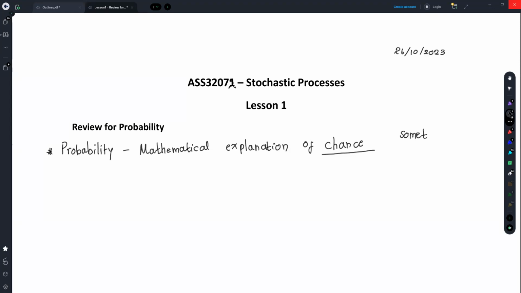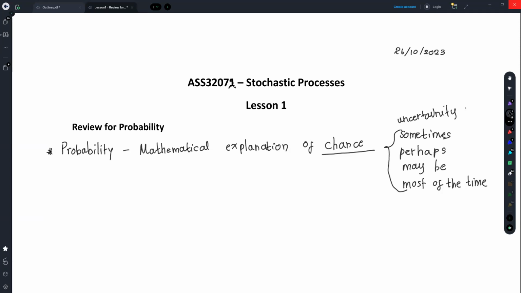Sometimes, perhaps, maybe, most of the time. Right? So all these words are used when you are explaining chance, right? So it contains the uncertainty. When you say sometimes it will rain, there's uncertainty. It's not sure, right? You are not sure whether it will rain or not. So there are a lot of situations in the real world that you have to explain with uncertainty.